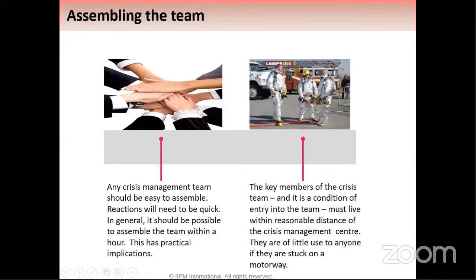So there must be a crisis management center, and each team member must live not too far from the management center. They are of little use to anyone if they are stuck on a motorway. In other words, if crisis management team members are living far from the crisis management center, and there is a need for urgent gathering, if such team members are hooked up in traffic, then the crisis we are trying to prevent or manage will escalate and get out of hand.